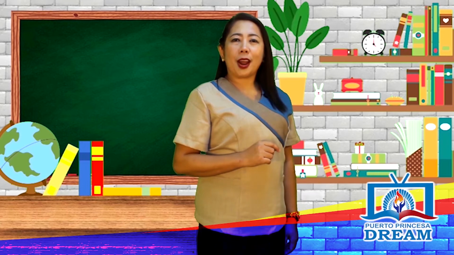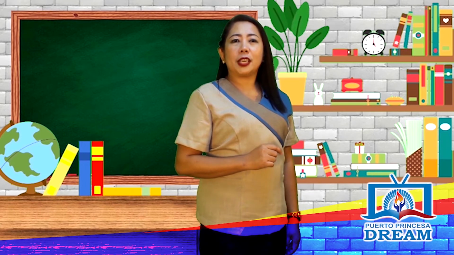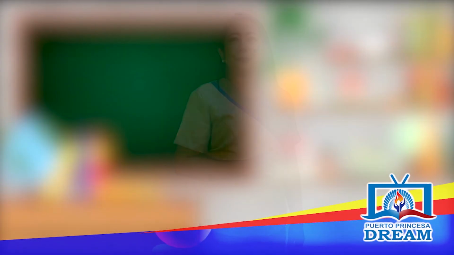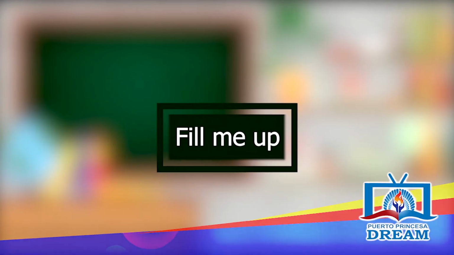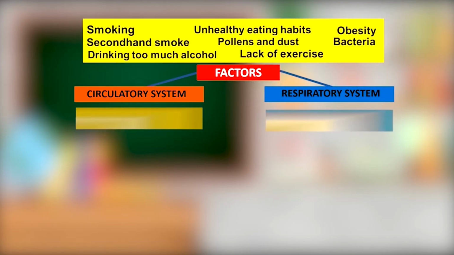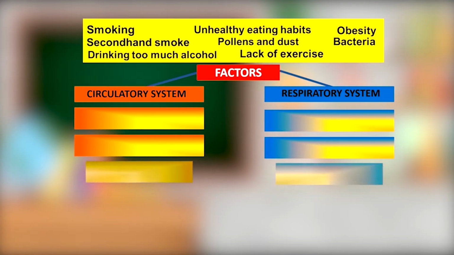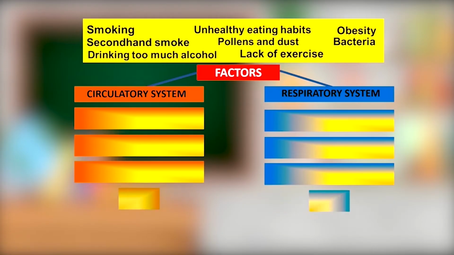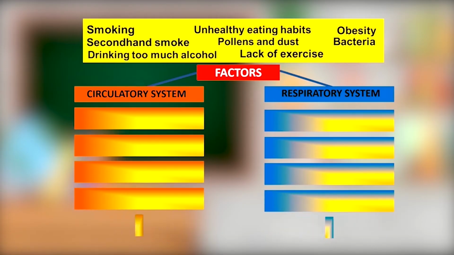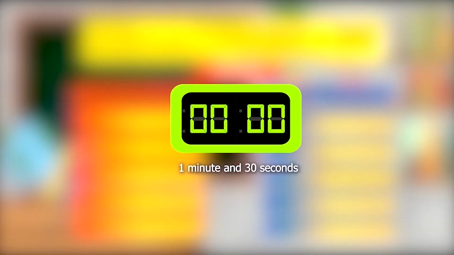To have a full understanding of the next topic, I want you to continue practicing on the next activity called Fill Me Up. Directions. Inside the box are the factors that contribute to the development of circulatory and respiratory diseases. Complete the following concept map with the appropriate terms from the box. You will be given 1 minute and 30 seconds to answer this activity.